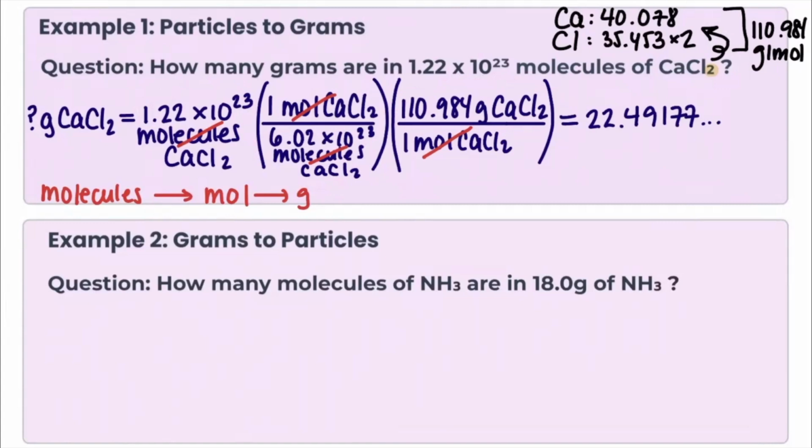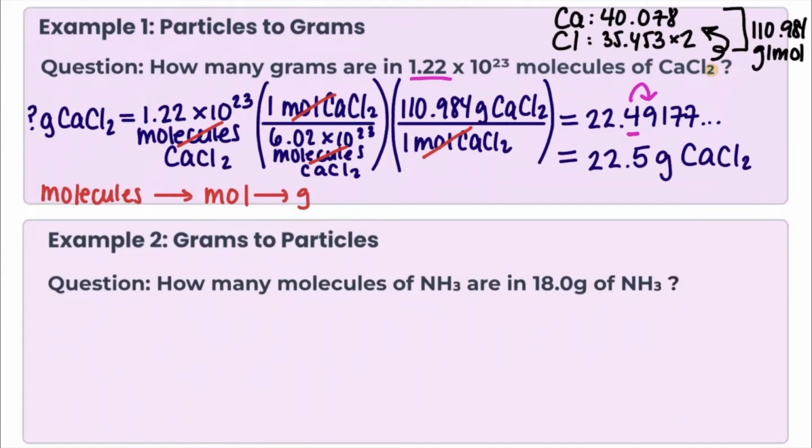The question stem is giving us 3 significant figures, so we have to round the answer to 3 significant figures. So the third significant figure is the 4 here, so we look next door to it, and because it's a 9, which is above 5, we go ahead and round up. So our final answer is 22.5 grams of calcium chloride.